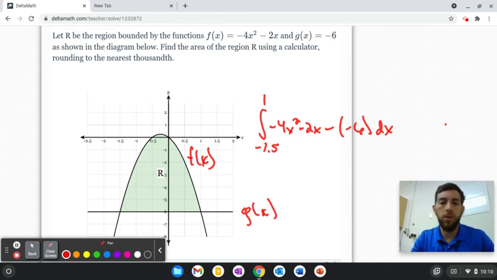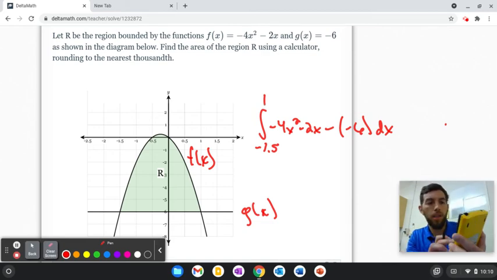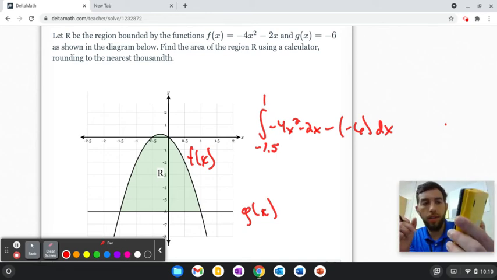So you could actually do this one fairly straightforwardly by hand, but now you know how to do it on the calculator, and you're allowed to do that. So now we're going to go ahead and do second calc. We're going to go down to this integral, right? And type in lower limit as negative 1.5 and upper limit as 1. And you should see it shade in that whole area. And we got our answer there of 10.417.